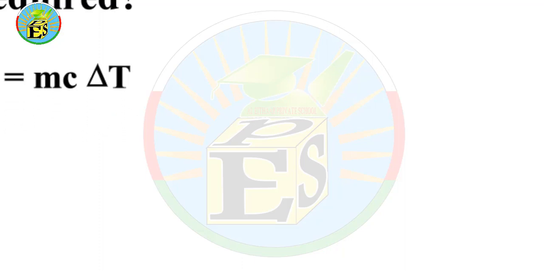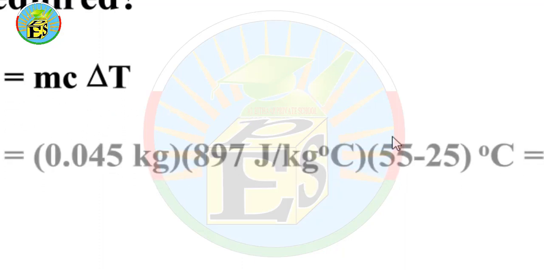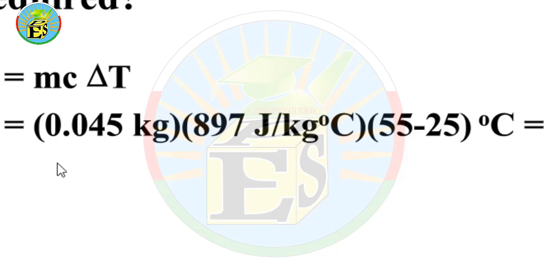At first we write the formula Q equals m c delta T. After that, we substitute the mass and the specific heat capacity of aluminum from the table, and delta T, the difference in temperature, 55 minus 25, which is positive. We get Q equal to 1200 joules.